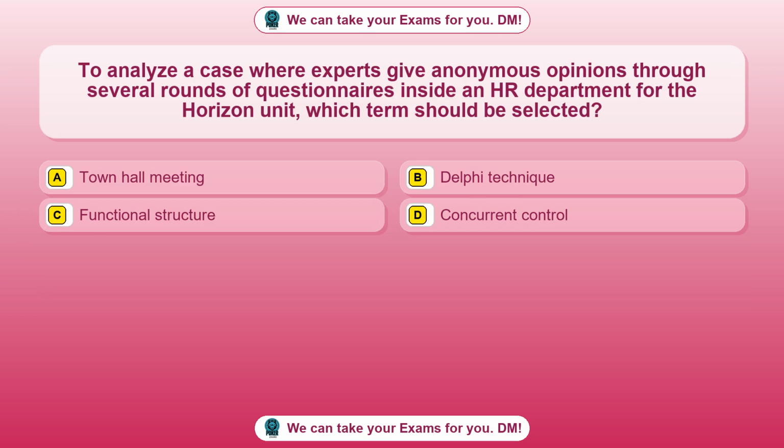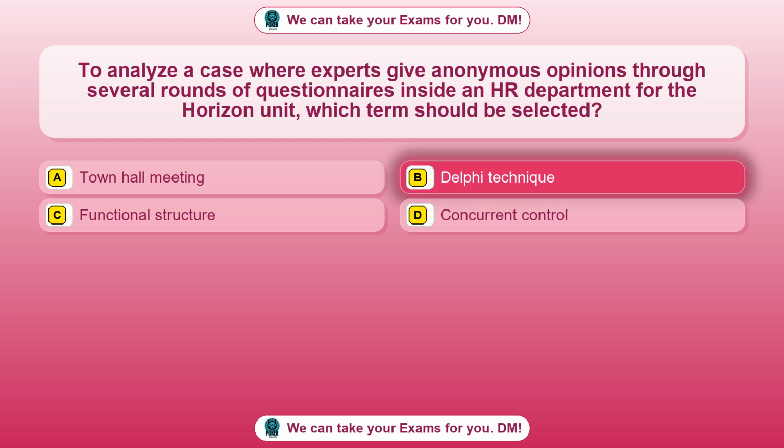Question 15. To analyze a case where experts give anonymous opinions through several rounds of questionnaires inside an HR department for the Horizon unit, which term should be selected? Option A, town hall meeting. Option B, Delphi technique. Option C, functional structure. Option D, concurrent control. The correct answer is option B, Delphi technique.